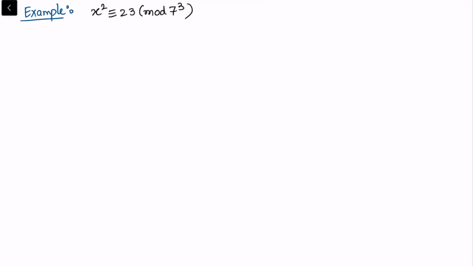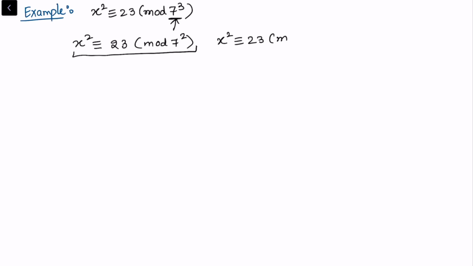Now suppose we want to solve this quadratic congruence x square congruent to 23 modulo 7 cube. You can see that in the previous example I took 7 square and here it is 7 cube. So again, to start we need to consider the previous congruence power. I need to consider the solution of 7 square, and to solve that I need to further consider the previous congruence, that is x square is congruent to 23 modulo 7.